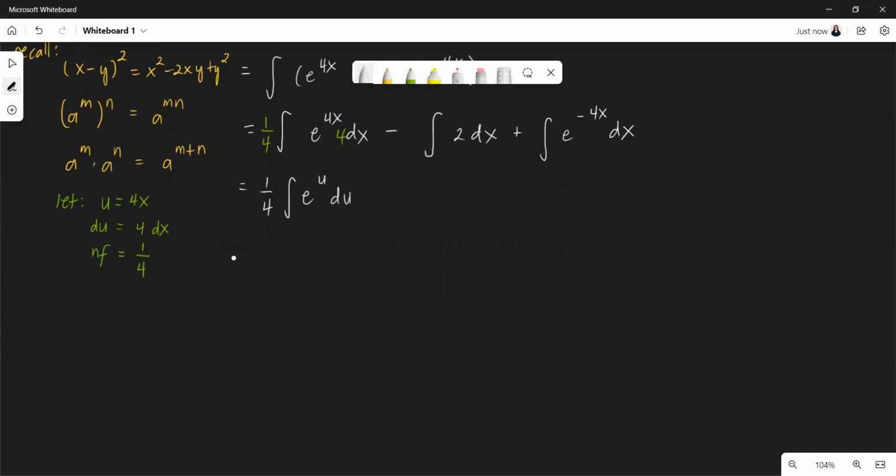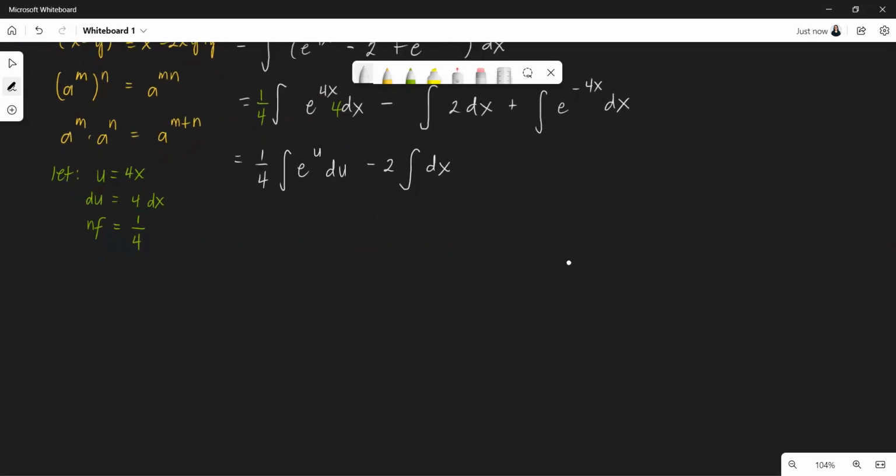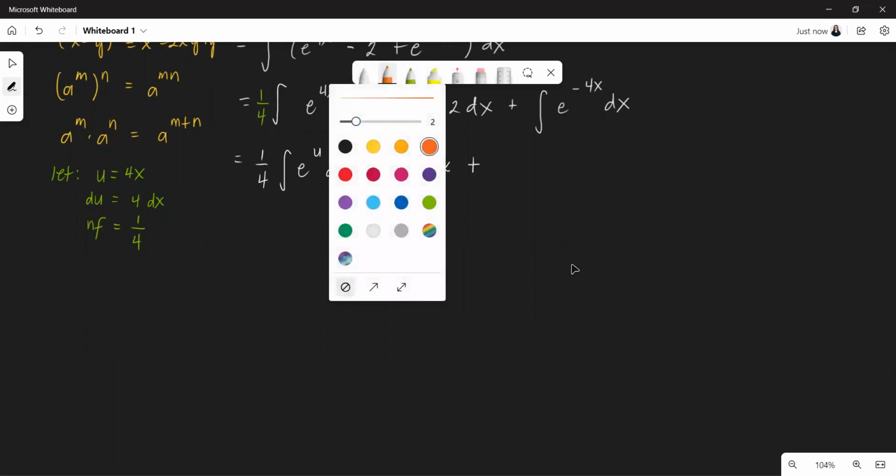Okay, and then for the middle term, it's already a constant, so the integral of a constant, you put that outside and then proceed to the integral of dx. Let's just do the integration on the next line. And then plus, so for the third term, let's have another color, orange or blue.